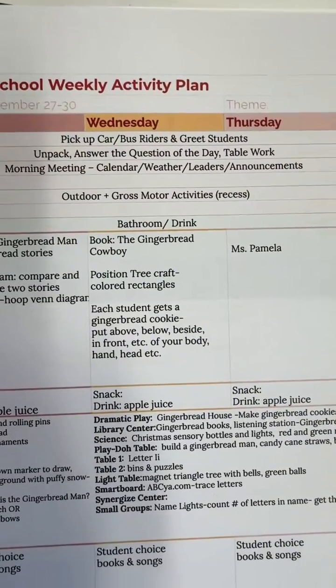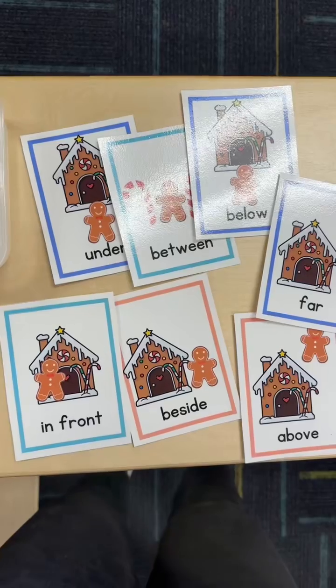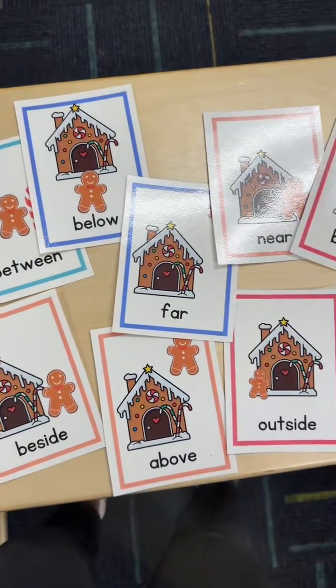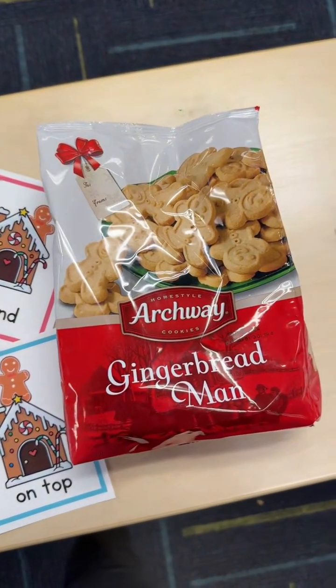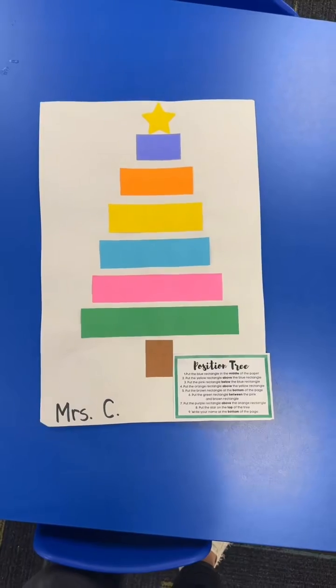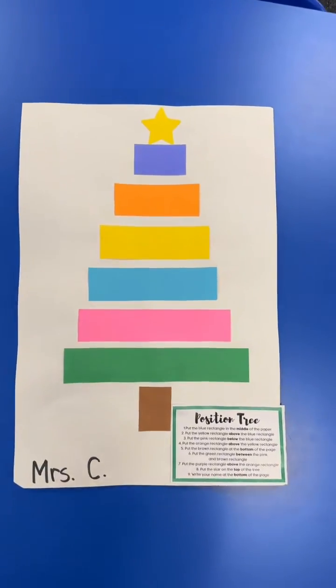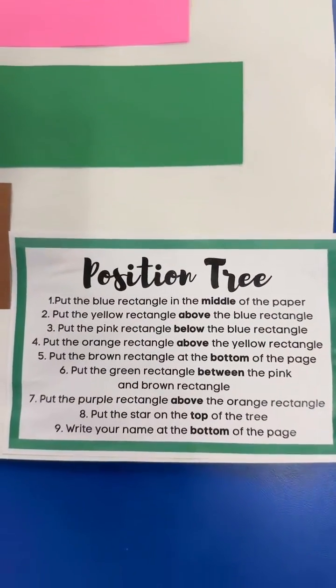On Wednesday, we're reading The Gingerbread Cowboy. For today's lesson, we're learning about position words. Each student will get a gingerbread cookie, and I will have them put the cookie above their head, far away from their head, behind their head, on top of their head, and lastly, they'll put it inside of their mouth. To conclude this lesson, students will be following directions to create this position tree. We used various position words to create it.